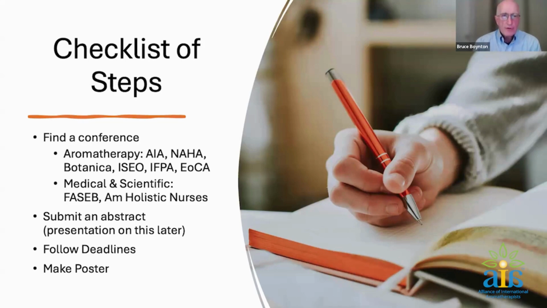After we find a conference, we've got to submit an abstract, and we're going to have a presentation on how to write abstracts later this year. You also have to follow deadlines. There's a deadline for when your abstract has to be submitted. If you don't meet that deadline, you're not going to the conference. There's no ifs, ands, and buts. Then finally, you have to make the poster.